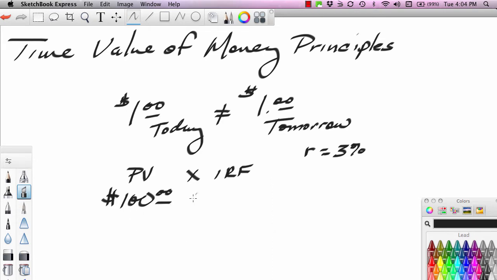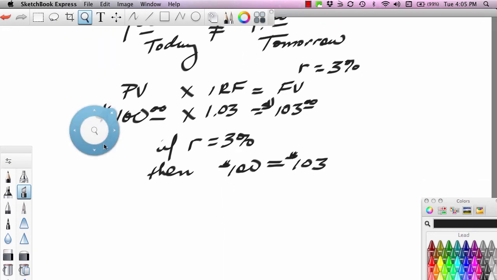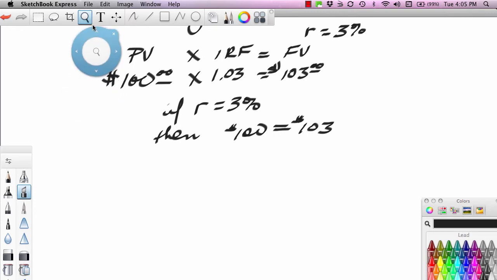So if you take that $100 today and you multiply it by 1.03, you're going to get a future value of $103. So the point is, if the interest rate equals 3%, then $100 today equals $103, let's say, a year from now. Let's say the interest rate is 3% for a year. So while a dollar today does not equal a dollar 1 year from now, if that's true, then $100 today does not equal $100 a year from now, but $100 today equals $103 a year from now if the going interest rate is 3%.